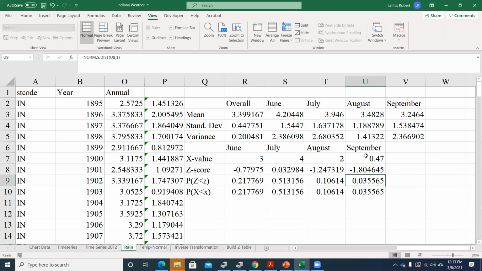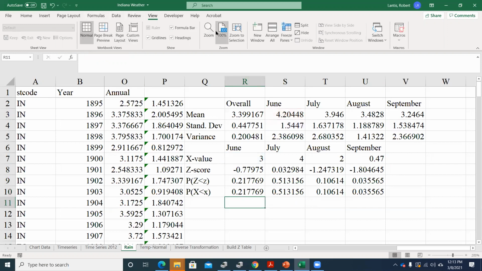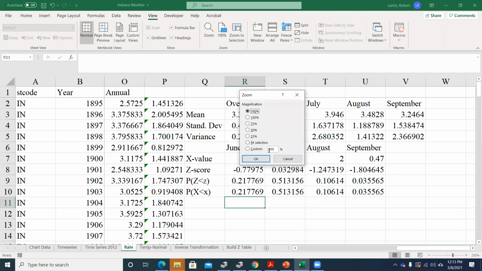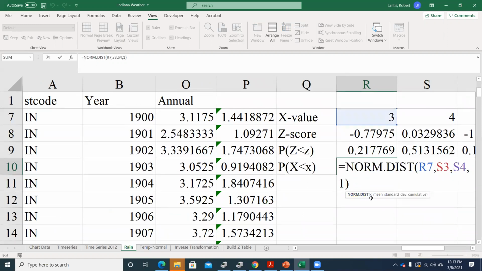Sorry, you have a question? When you type in that last value, do they have to be in a certain order? Yep. Excel will remind you, but the order is the x value you want, so that cutoff value of 3, then the mean, comma, then the standard deviation, and then comma, and we always use 1 there. Always making it cumulative, so it's just like we're using that physical copy of the table.